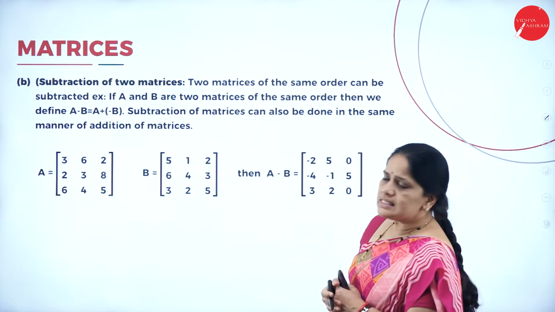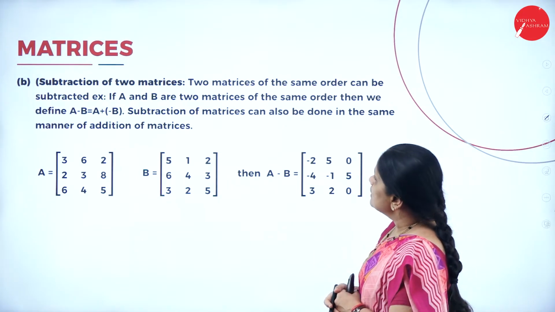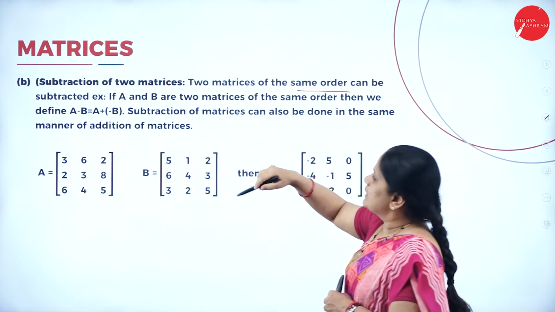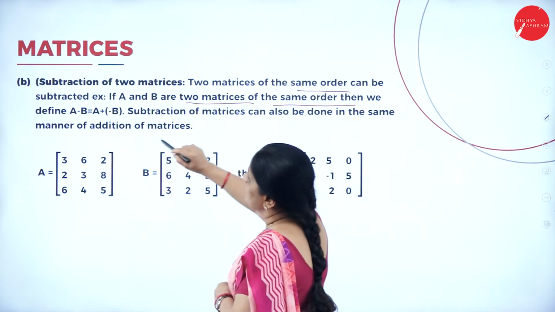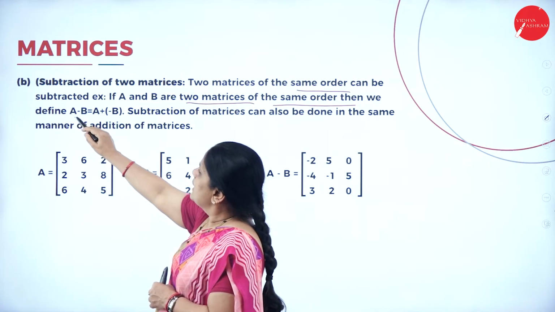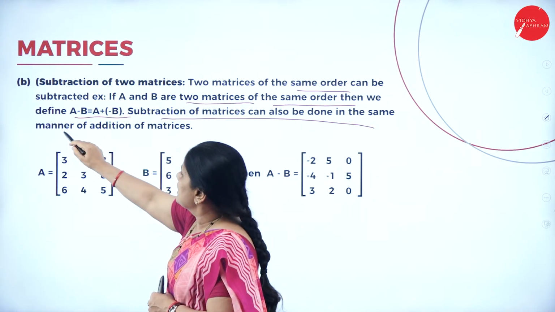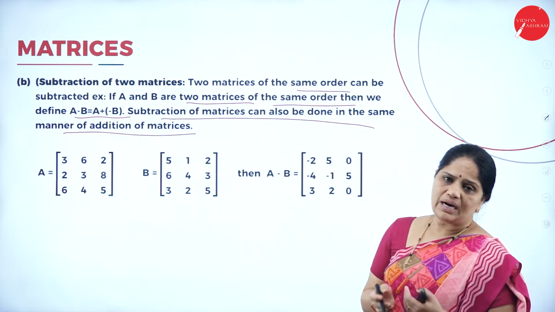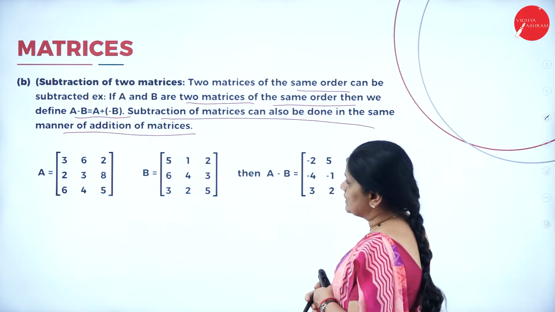Now, let us look into the subtraction of matrices. Two matrices of the same order can be subtracted. So, if A and B are two matrices of the same order, then we have A minus B. Subtraction also can be done in the same manner as addition of matrices. The way we do addition of matrices, the same way we can do subtraction of matrices.